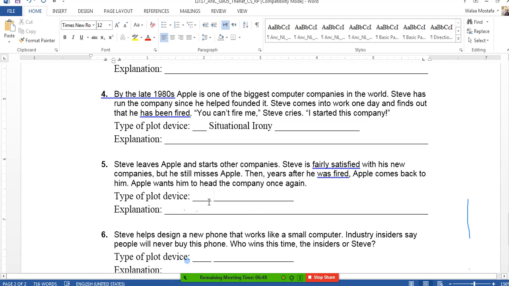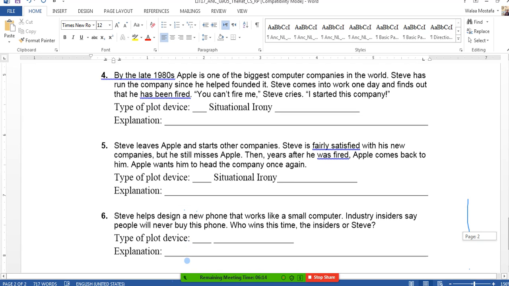Yes, Mahmoud. What plot device is used here? Is it foreshadowing or situational irony? Foreshadowing. This means that you have found here clues to help you predict what's going to happen in the story. Yes. What were the clues then? Apple wants him to head the company once again.